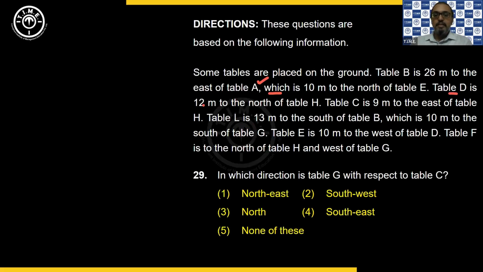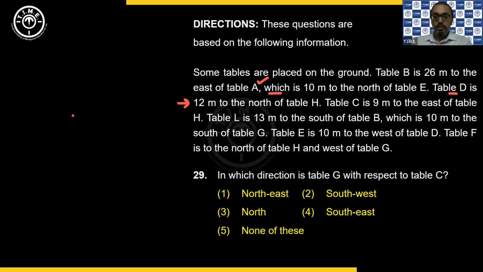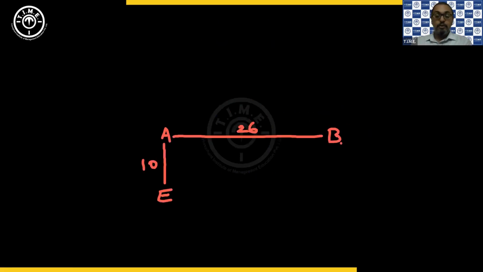Then table D is 12 meters north of H. So I don't know where D is or H is. We'll put it separately. So D is above H and the distance is 12. We'll come to that. Then C is 9 meters east of H. East is right side of H, is C 9 meters. So the connection of D, H and C is given like this. Then we have L 13 meters south of B. Okay, 13 meters south of B you have is L.